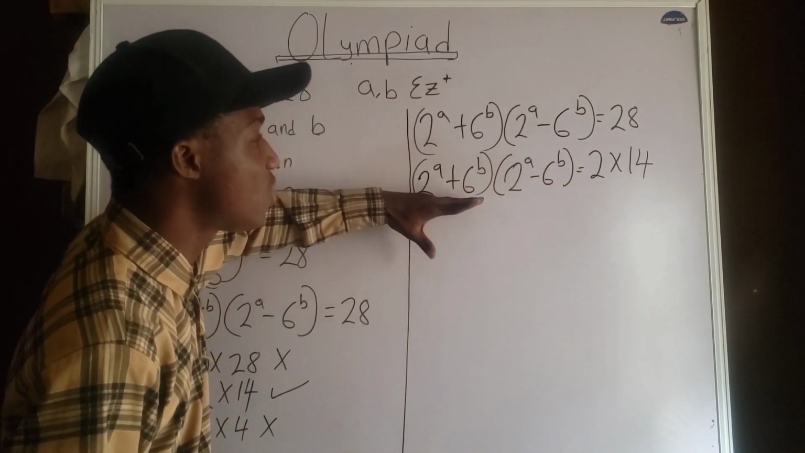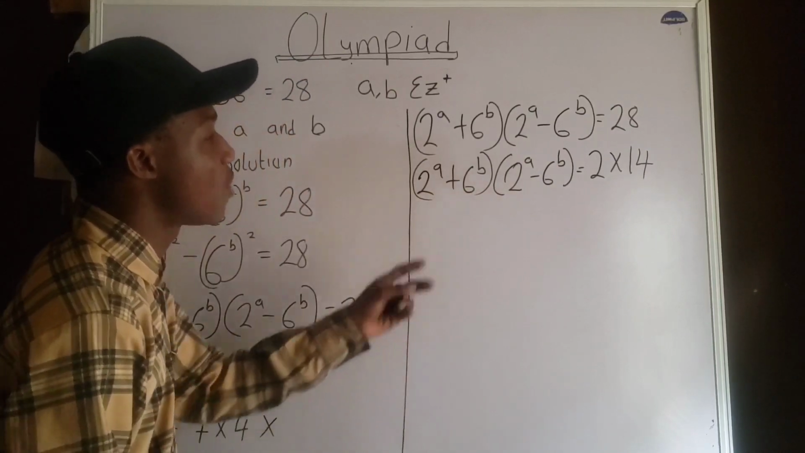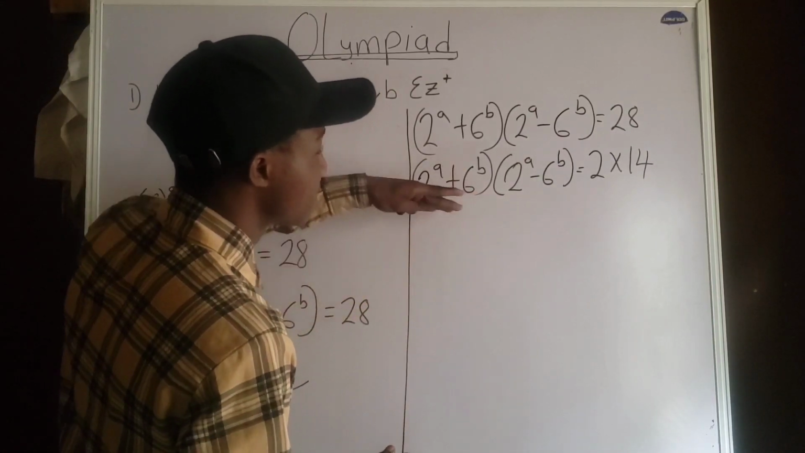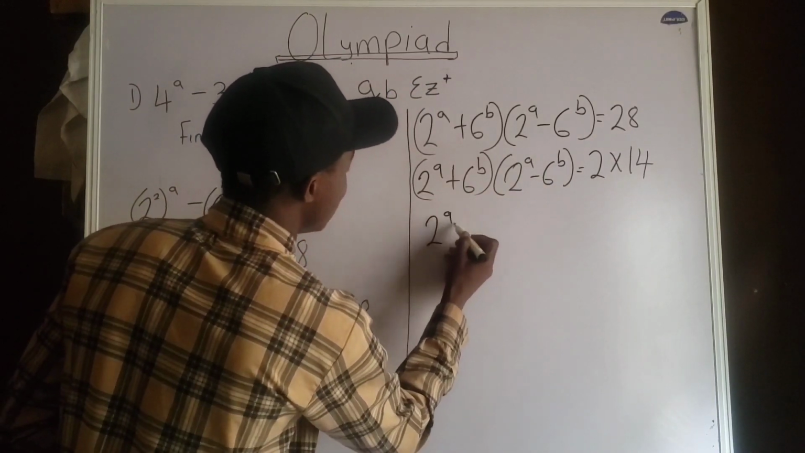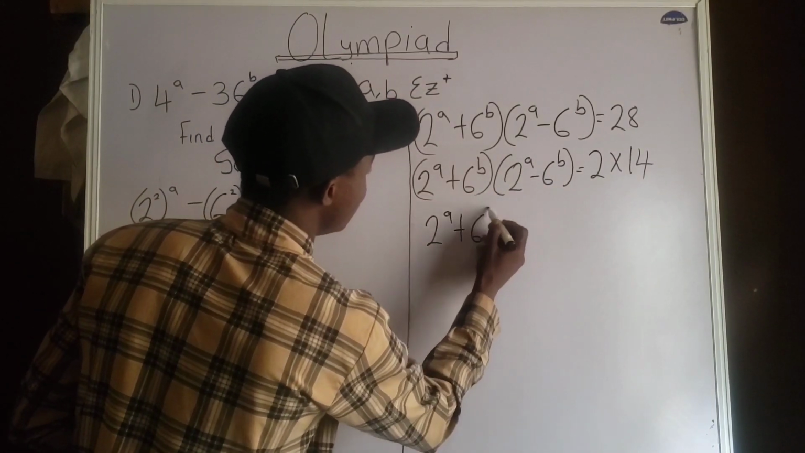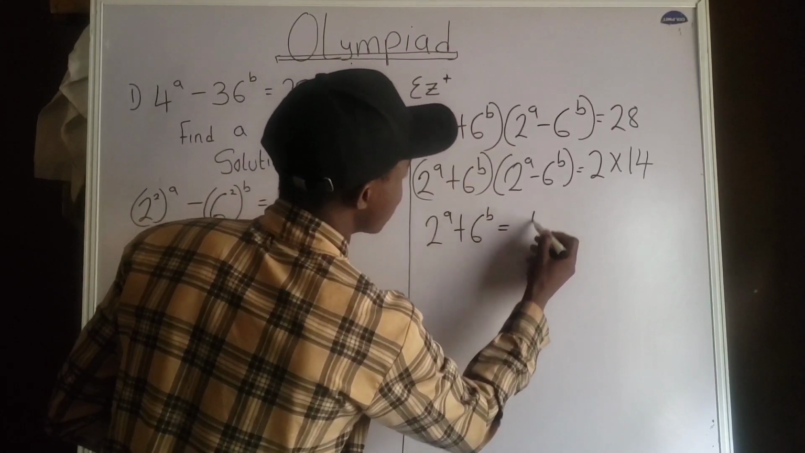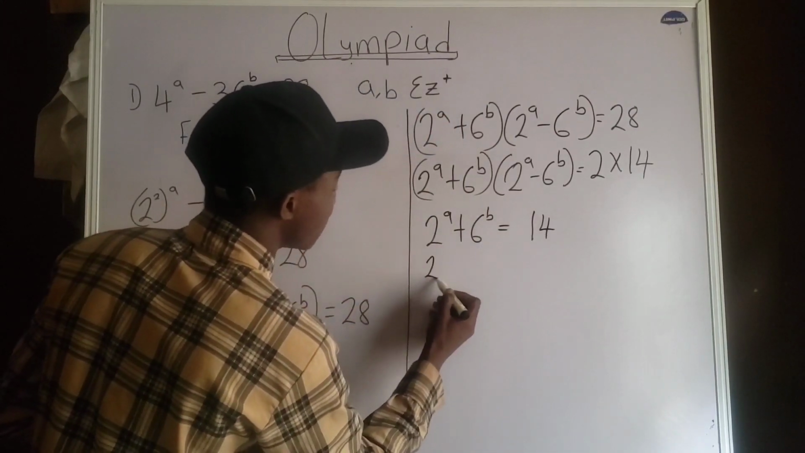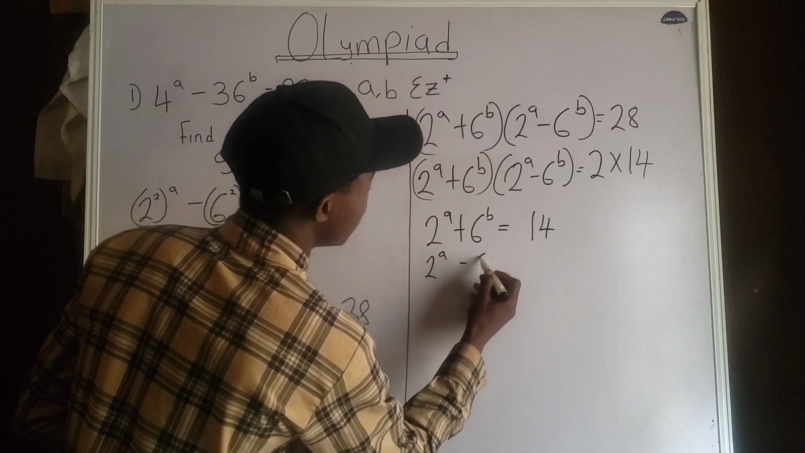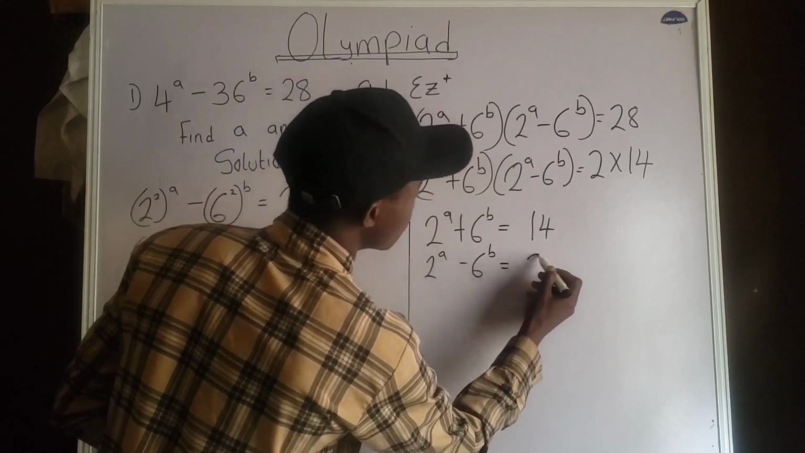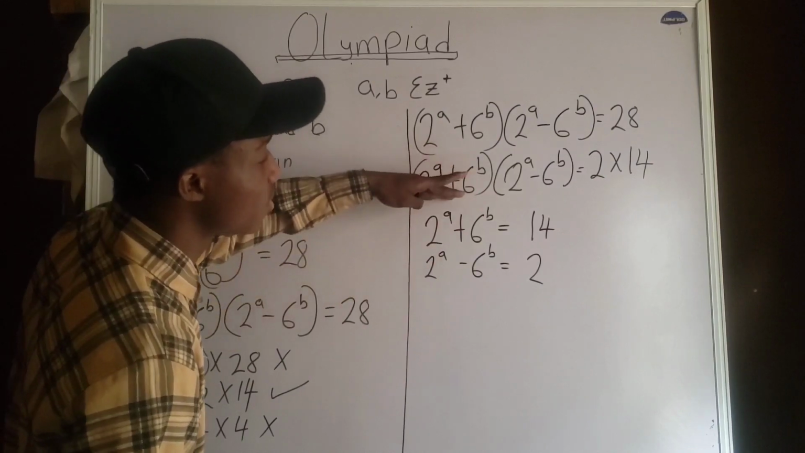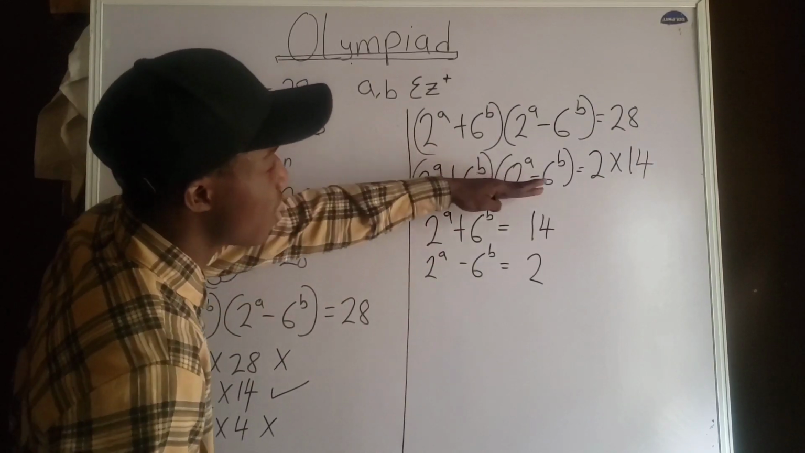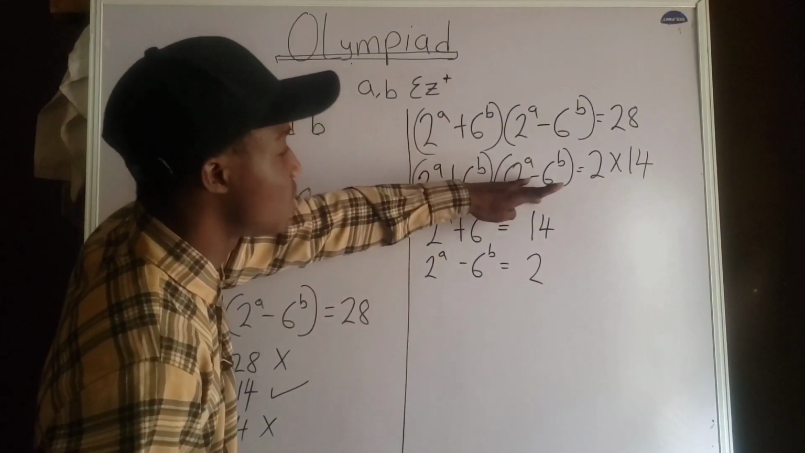That is, this value is greater than this value. So if I want to equate the left hand side of this equation to the right hand side of this equation, 2 raised to the power of a plus 6 raised to the power of b will be equals to what? 14. Why? 2 raised to the power of a minus 6 raised to the power of b will be equals to 2, because by the time I get the value of a and b, when I substitute it into these parameters, this will be greater than this.